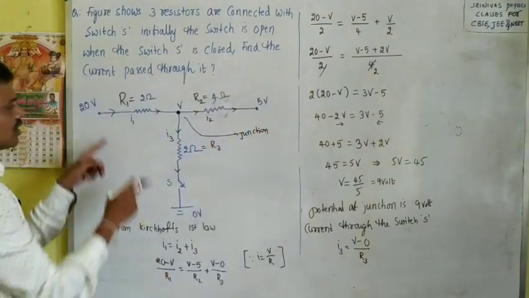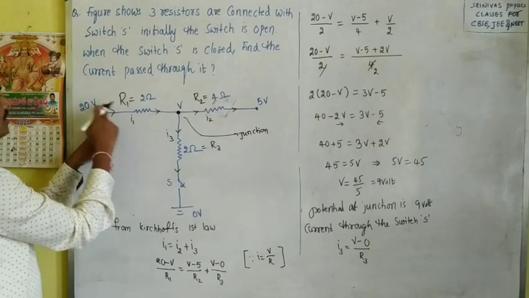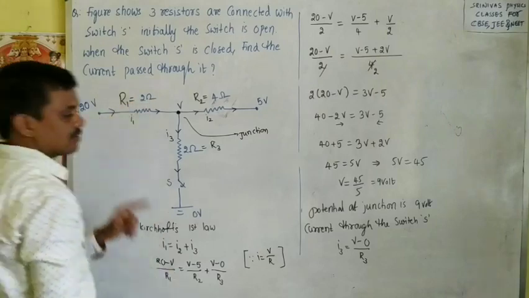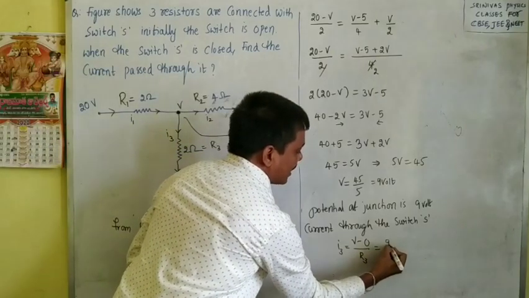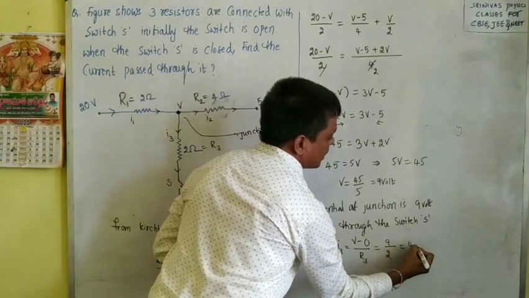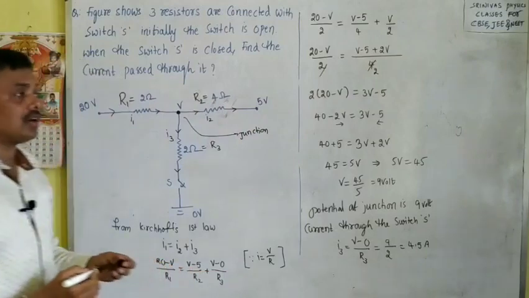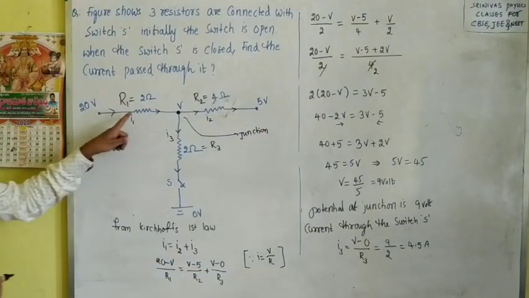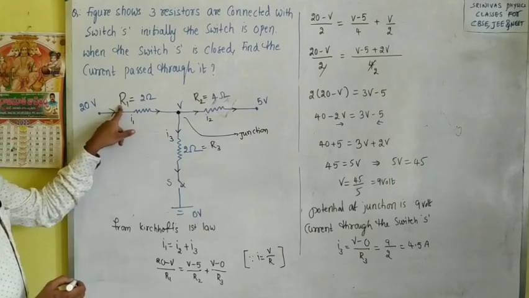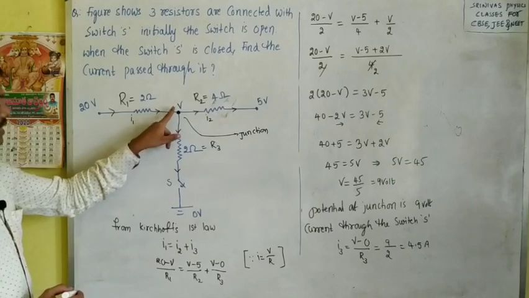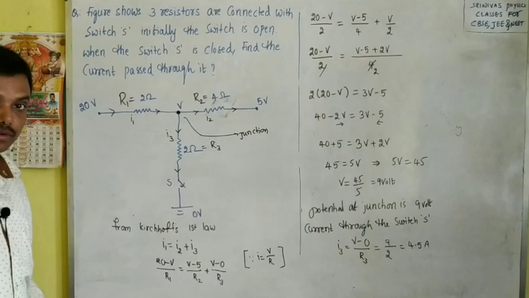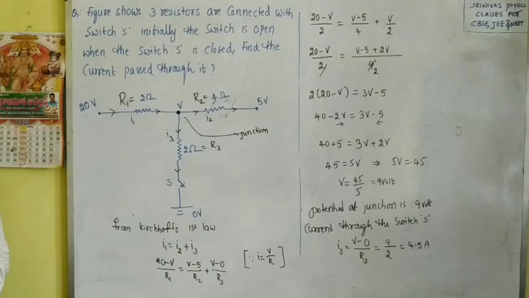Okay, you can also find the current through R1, the 2 ohm. Potential difference 20 minus V by resistance 2, right? V value we got 9, R3 value we got as 2, 9 by 2 we got as 4.5 amperes. If you want to find out the current through R1, the current through the 2 ohm, the potential difference is 20 minus V, that is the I1 formula. I1 is the current through this. I1 we can find out, I2 we can find out, I3 we can find out because we know V, right?